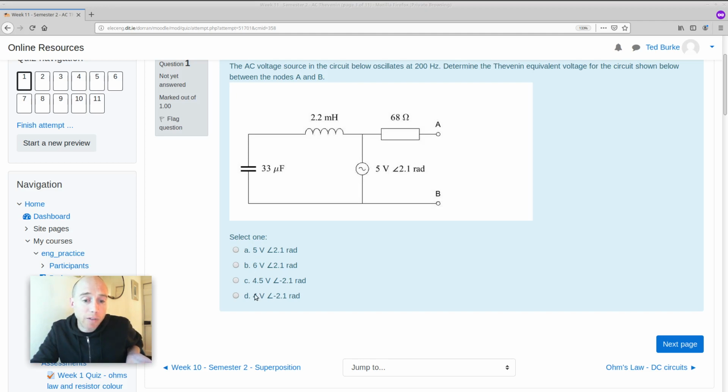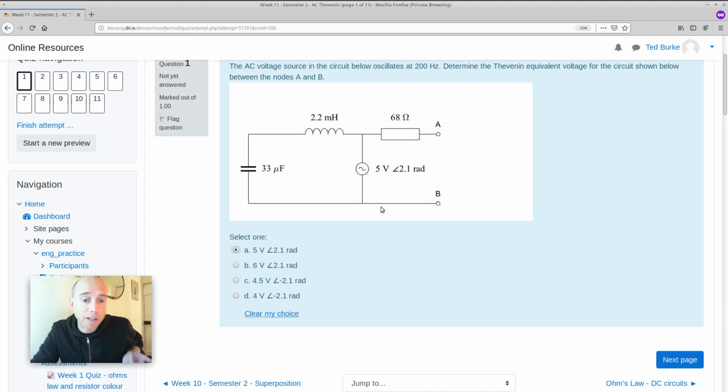So if we look through our list of options here, you can see we've got 4 options. One of them is exactly the same as this voltage source here, so that's the one we're looking for. 5 volt magnitude with an angle of 2.1 radians. So that's the phasor value. So that's the first one. That's all you need to do. There's no calculation. Let's take a look at the next question.